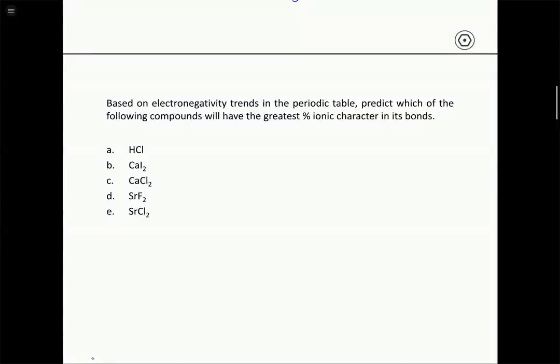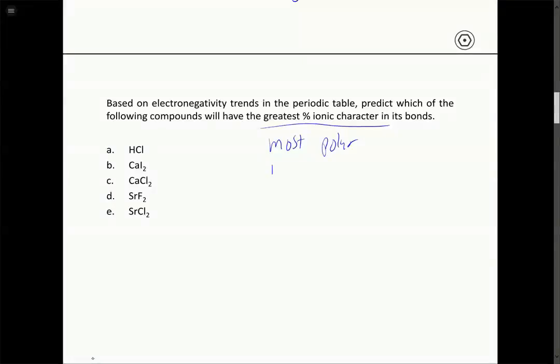Alright, and here's almost an identical problem. Based on electronegativity trends in the periodic table, predict which of the following compounds will have the greatest percent ionic character. So we're looking for most polar, or the greatest difference in electronegativity. And again, if we're looking for the most polar, we can quickly scan our answer choices.